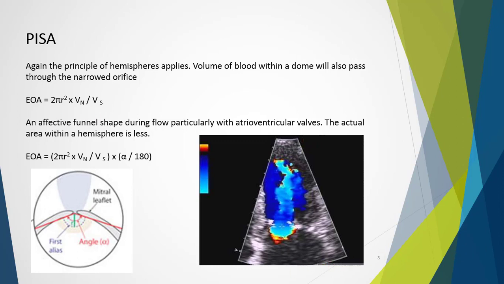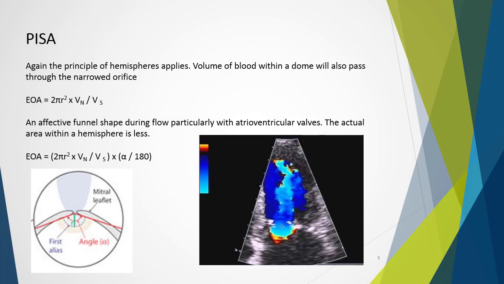This is all fine except when assessing atrioventricular valves, particularly the rheumatic valve with rheumatic stenosis. In this pathology, the valve leaflets billow in the direction of the flow, a bit like sails in the wind, so there is an effective funnel shape during the flow. To measure the radius from the leaflet orifice and place a dome over the top makes an incorrect assumption of a formed hemisphere. The actual area within this would be less.